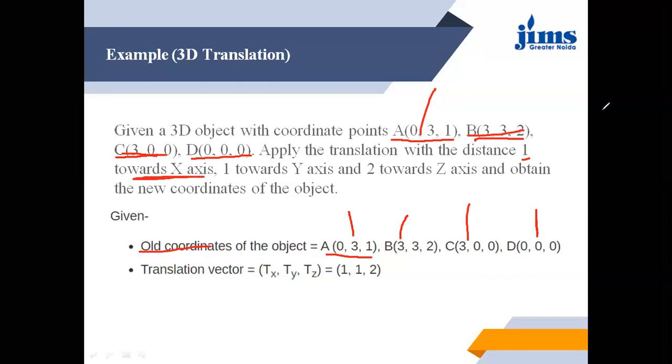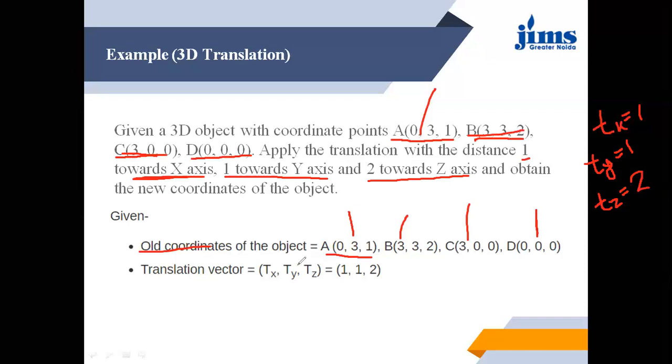So tx is 1, the translation on the x-axis is 1 unit. 1 unit towards the y-axis, so the translation ty on the y-axis is also 1, whereas 2 units towards z. So tz equals 2.